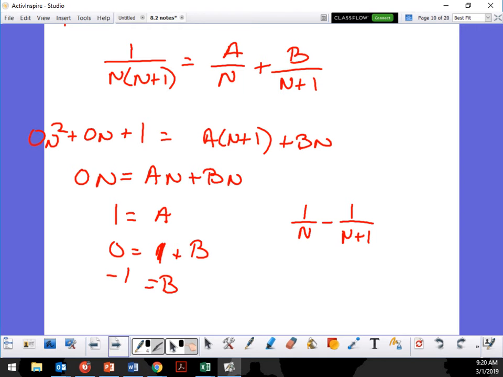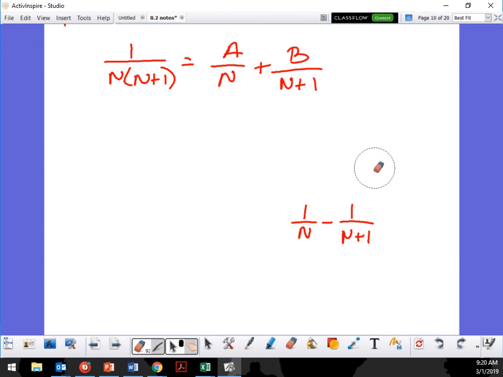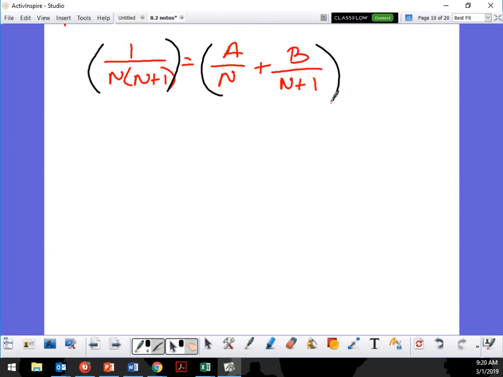Okay, so one of the big key things that we did in class when I was going over it is, when I started writing it out like this, then it was like, oh, it's an aha now. So what I'm going to do is multiply everything by the common denominator. The common denominator is going to be n quantity n plus 1.